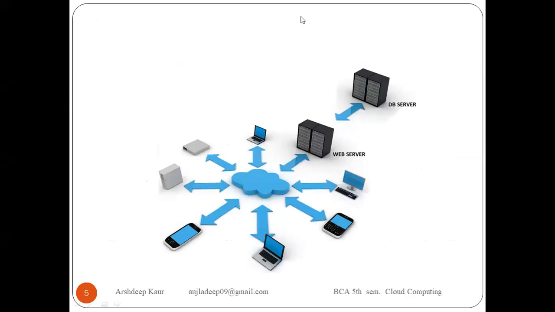This is the diagram of distributed computing. See, in this diagram, multiple workstations or nodes are connected. It may be a laptop, a mobile phone, a computer, or a server. And this central server is connected with a web server for web services, and again it is connected with a database server for database connectivity. So this is the way distributed computing works. Distributed computing means we have one central server and multiple nodes or workstations connected with it.